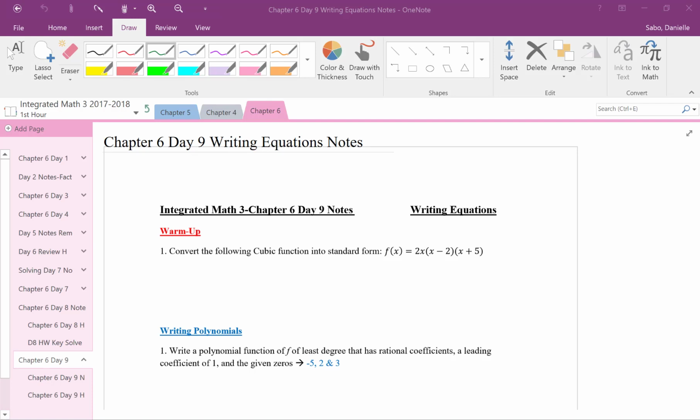All right, so the warm-up. I want you to take a second and go ahead and convert the following cubic function into standard form. You've done this last chapter. Remember, all you're doing is distributing. So take a minute with your group and go ahead and see if you guys can distribute that all the way through and write it in standard form.